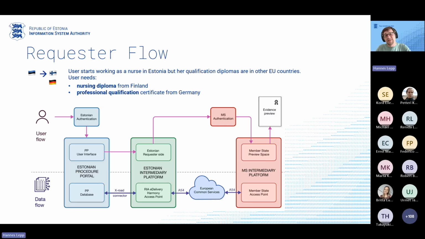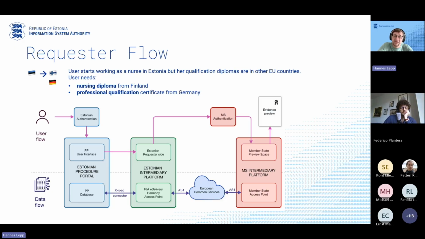So all these components together implement the OOTS and enable cross-border evidence exchange within the European Union. For Estonian institutions, the intermediary platform and X-Road ecosystem are hiding most of the technical complexity of OOTS and make integration simpler.